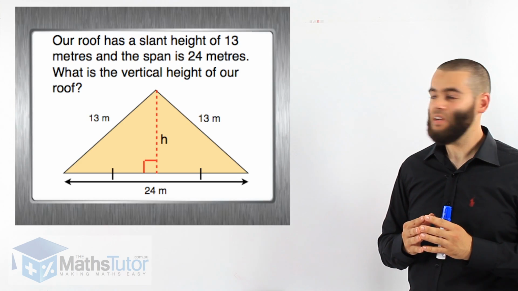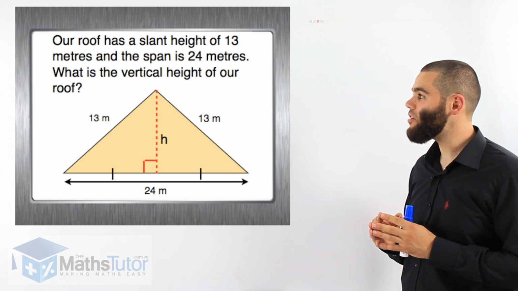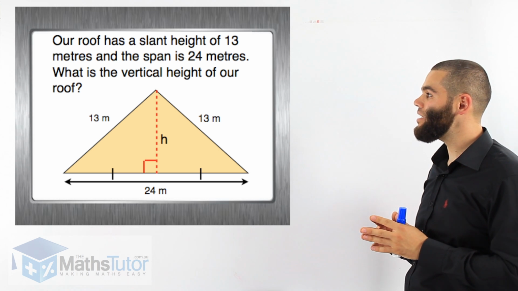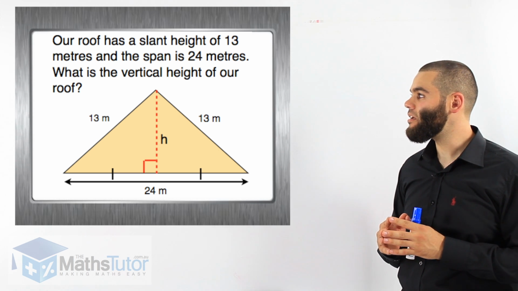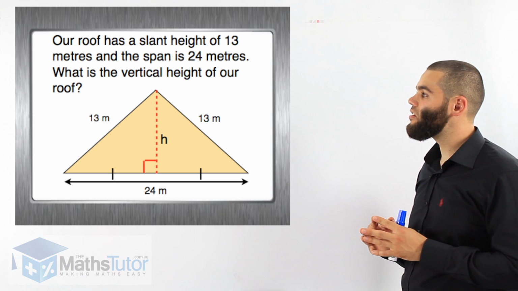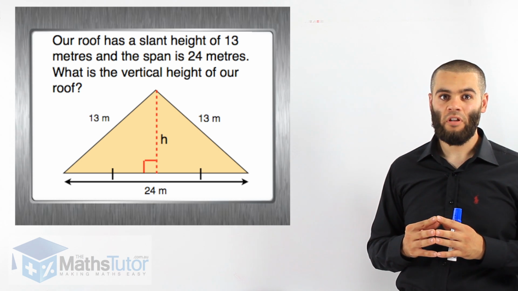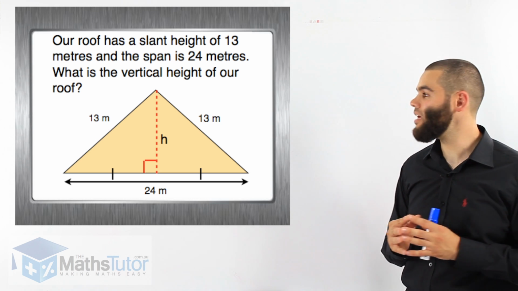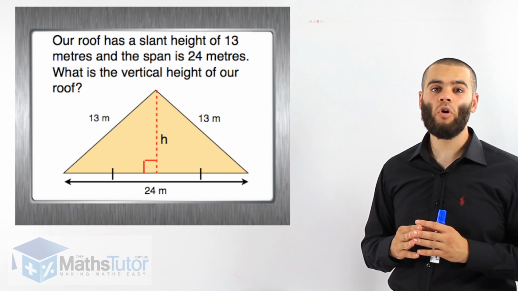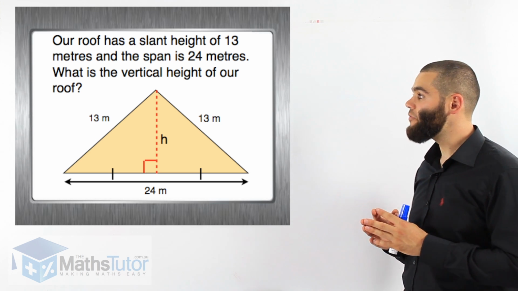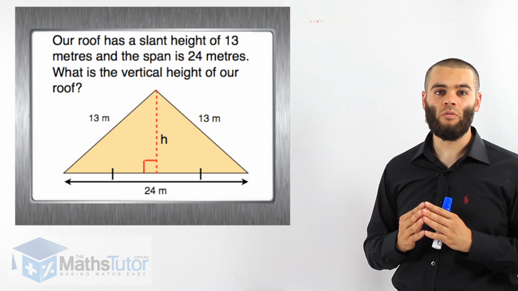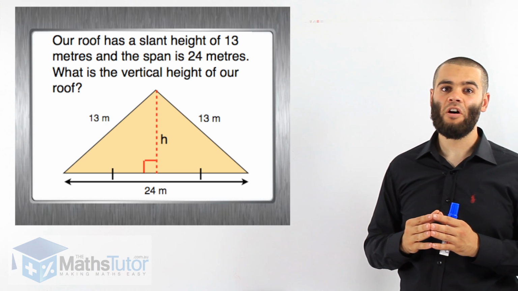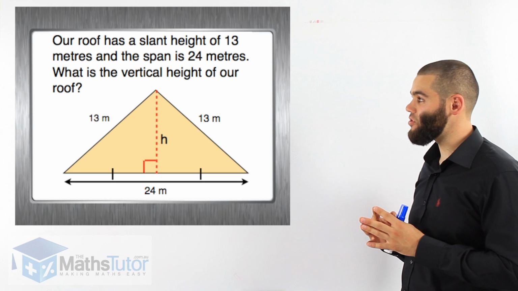Our next example. Our roof has a slant height of 13 meters, and the span is 24 meters. What is the vertical height of our roof? Looking at this diagram, we can see that the roof has a slant height of 13 on each side. The span down the bottom is a total of 24. The vertical height is what we need to know, which is from the apex all the way down to the span, the center of our roof, marked with an H.